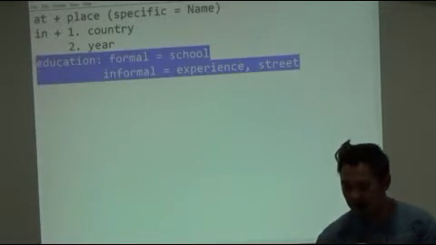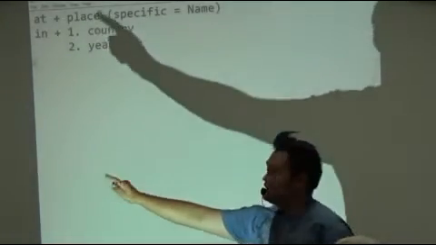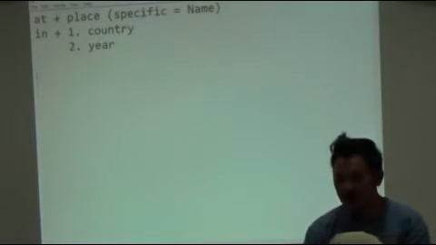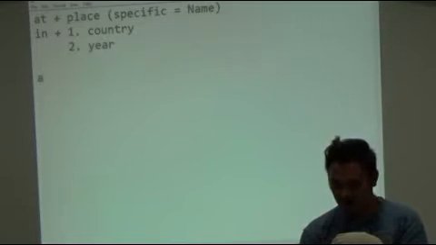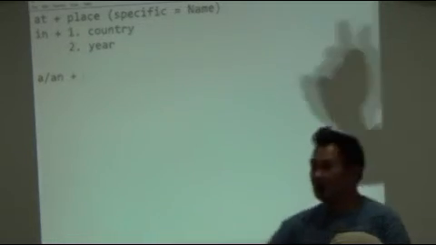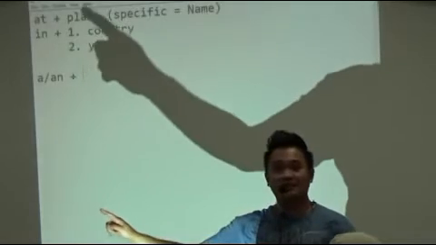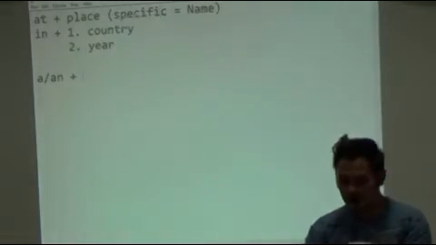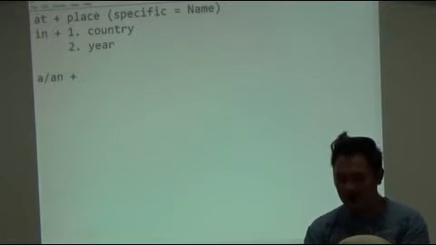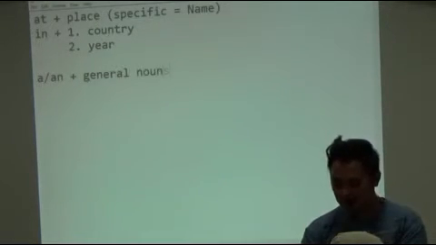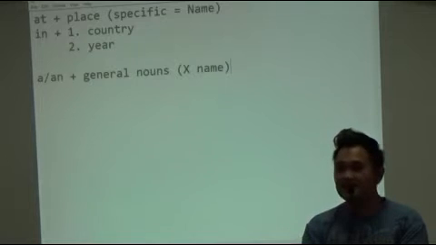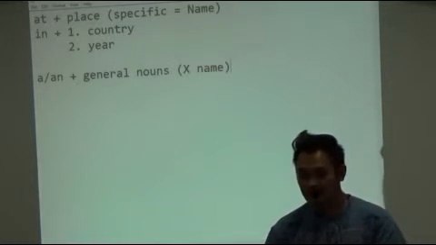We know "at" is place, "in" is a country or year. These are very special words. "A" or "an." Okay? You will always have one question about this. "A," "an." Always remember, when you write "a" or "an," we write general nouns. That means you never answer with a name. Did you get it? Some people get confused with this.